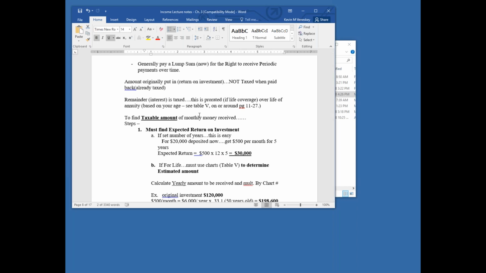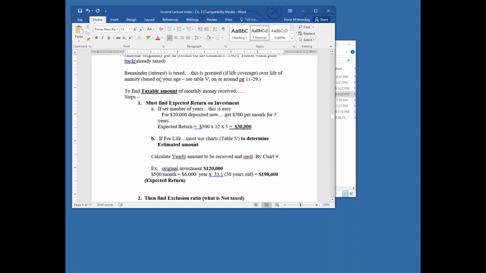Page 11-27. We'll get to this chapter specifically after we have our midterm, but it's good to look at the tables right now, and we're going to specifically look at the table on, it's not 1127, I need to update that, it's actually 1129. Table V, Roman numeral for 5.